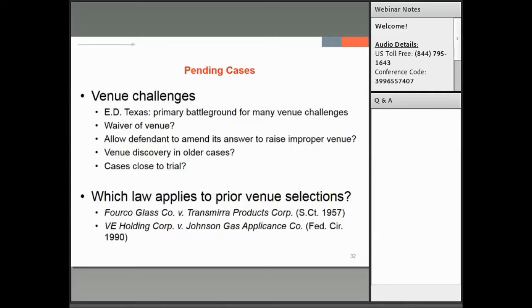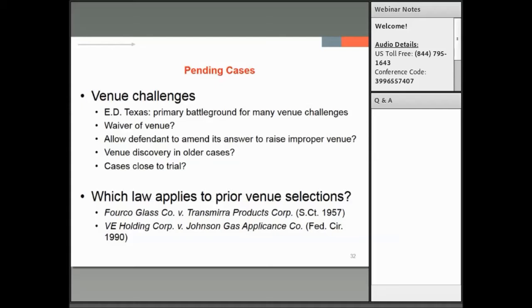We'll see litigation over the question of patent waiver. We'll see a question very related as to what's the law that applied at the time of the waiver. Has there been an intervening change in the law? Will judges allow defendants to amend their answers to erase improper venue under this new law, or will they hold their feet to the fire under the law that existed at the time they answered the complaint?